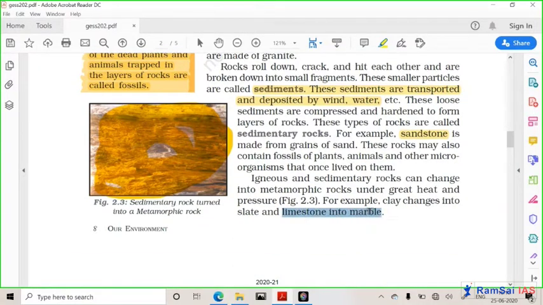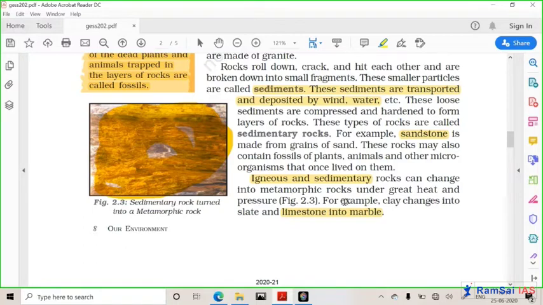Limestone is an example of sedimentary rock. Marble is also an example of, sorry, metamorphic rock, not sedimentary rock. So igneous and sedimentary rocks can change into metamorphic rock.